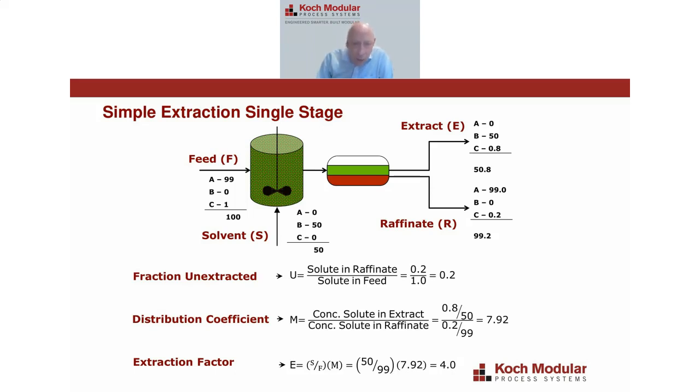That's the distribution coefficient M times the solvent to feed ratio. And you can see in this case, we're calling it to be about 4. So again, for an extraction process, a higher extraction factor will typically mean you get higher extraction or better recovery of your solute.